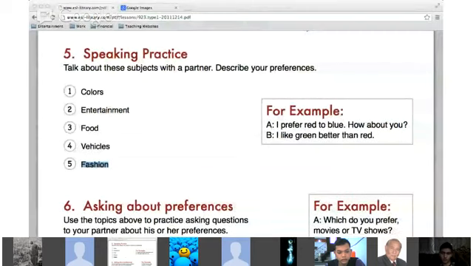Okay, let me have you repeat that. I prefer to go shopping for some new jeans. I prefer to go shopping for buy a new jeans. Okay, instead of for buy, all you would need to say is for some new jeans. For some, okay.